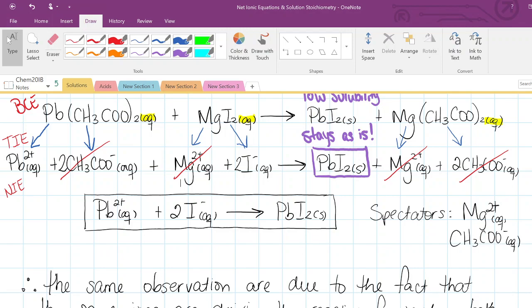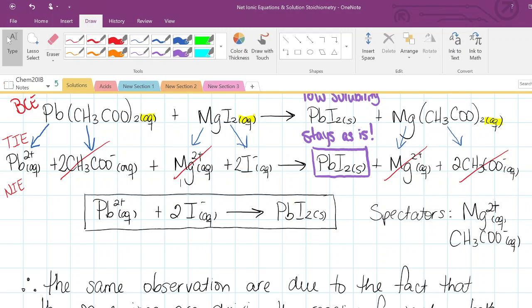They're the ones that are in the solution, but they're not actively participating. They're not actively driving the reaction forward. What's left over is my lead 2 plus, my 2 iodides, and my lead 2 iodide solid. That's my net ionic equation. Okay. So the reason these 2 separate students observe the exact same thing is because the net ionic equation in both reactions is identical. In both reactions, it's the lead 2 plus and the iodide ion that are driving the reaction forward. And so that's why we're observing the precipitate in both reactions.